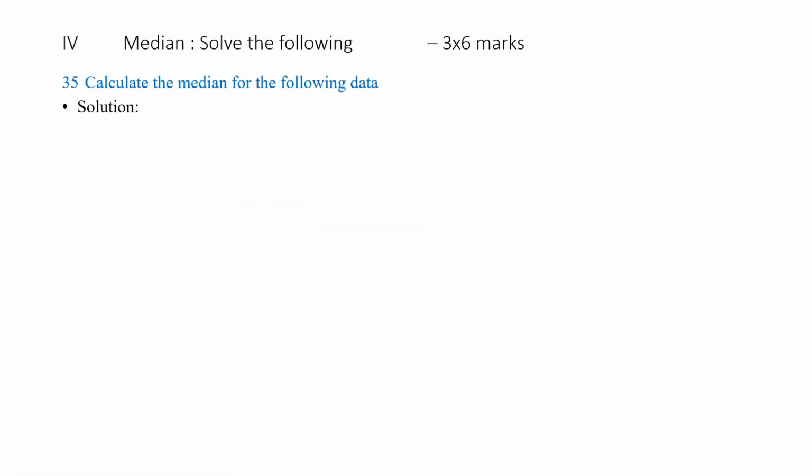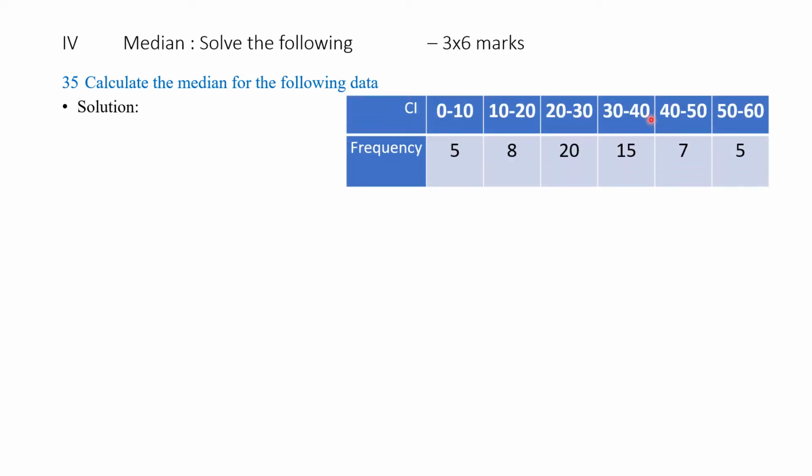Calculate question number 35. Calculate the median of the following data. This is the given data. Class intervals are 0 to 10, 10 to 20, 20 to 30, 30 to 40, 40 to 50 and 50 to 60. And the frequencies are also given in the question. 0 to 10 is 5, 10 to 20 is 8, 20 to 30 is 20, 30 to 40 is 15, 40 to 50 is 7, 50 to 60 is 5. We have to calculate the median.